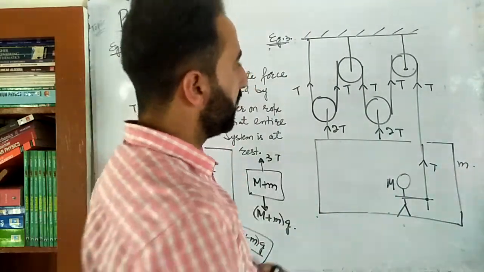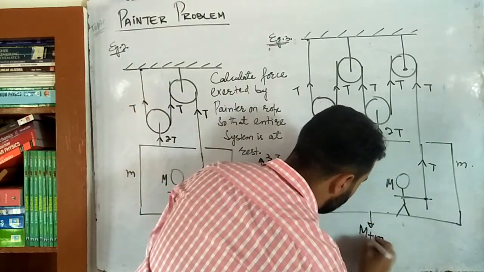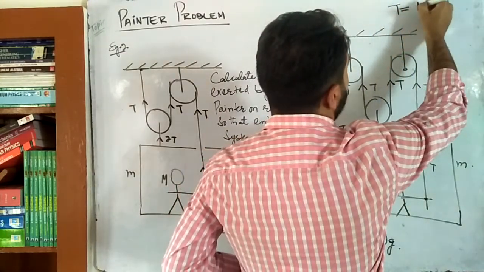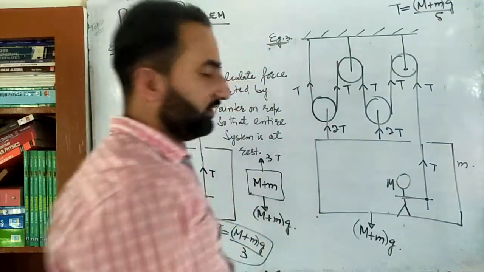So 5T will be equal to how much? Capital M plus small m multiplied by g, in the downward direction. So that means simply you can write like this: T is equal to capital M plus small m multiplied by g divided by 5. That's the answer.